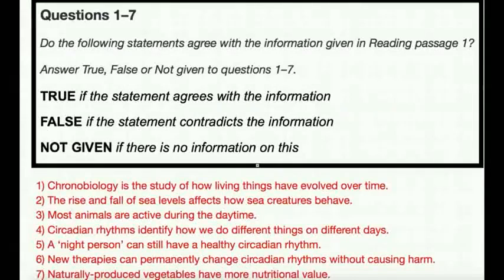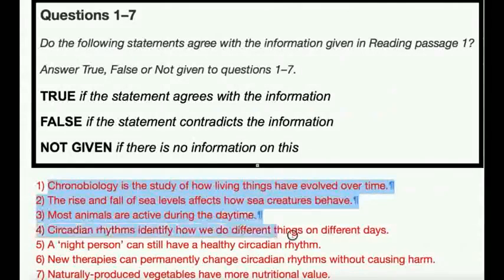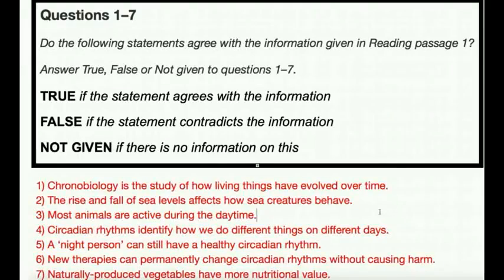Now in true, false, not given questions, you're given a set of statements, in this case you're given 7 here. You have to decide, by reading the text, whether each statement is true, false, or not given. If the statement is true, that means it will agree with the information in the text. If it's false, the information in the text will contradict the statement. If it's not given, there's no information on this at all. What often confuses students is the difference between false or not given. So we'll look at that during this lesson.